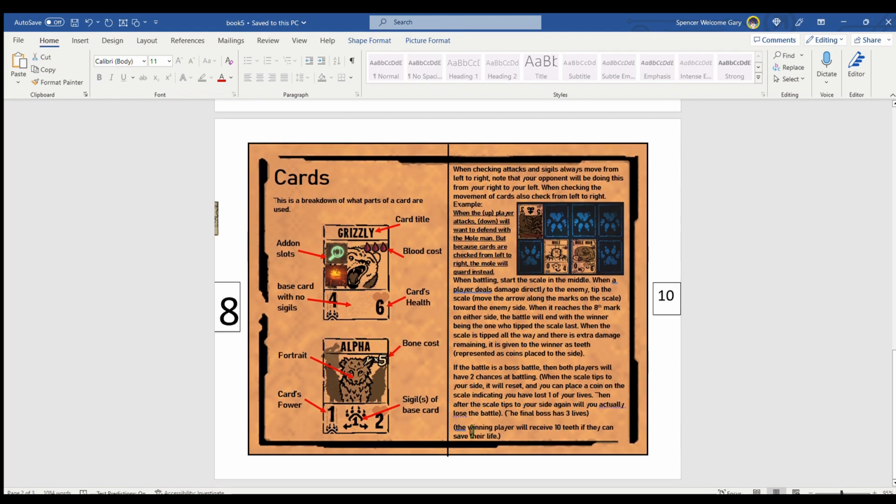And the player winning a boss battle will receive 10 teeth if they can save their life. So basically, if you, in a boss battle, are able to keep your life, like you don't lose your life, but you kill the enemy's extra life and then kill them for good, then you receive 10 teeth as a reward for that.